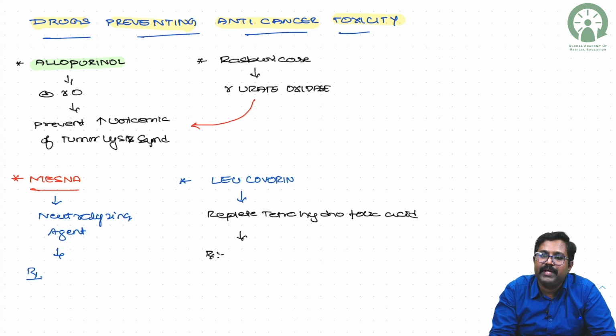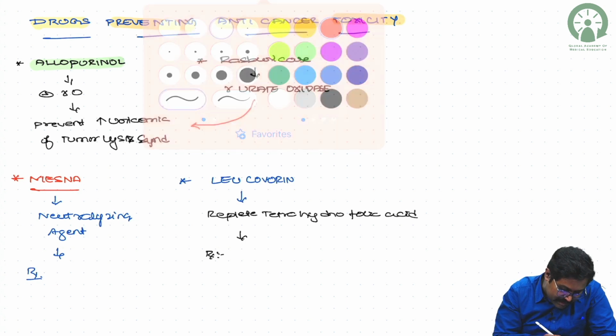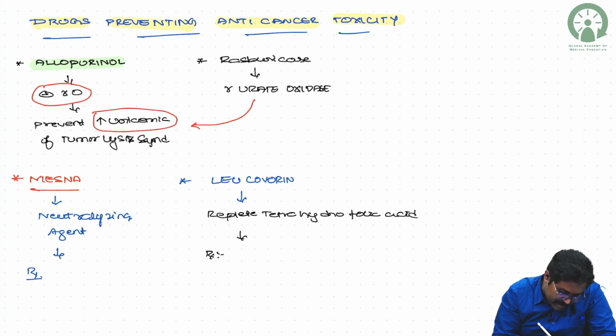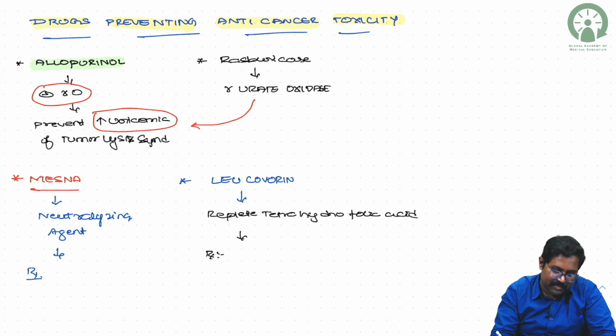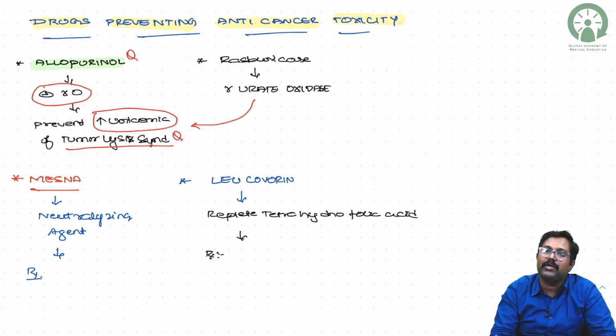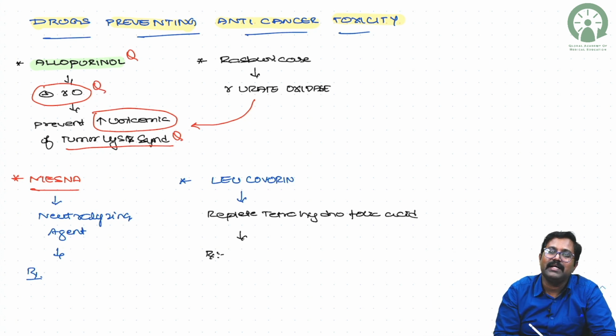Where do you use allopurinol? Allopurinol is a xanthine oxidase inhibitor. Thereby, it prevents the hyperuricemia which is caused by the tumor lysis syndrome. So, in case of tumor lysis syndrome, you can use allopurinol, which inhibits the xanthine oxidase. Thereby, it prevents the increase in the uric acid levels.